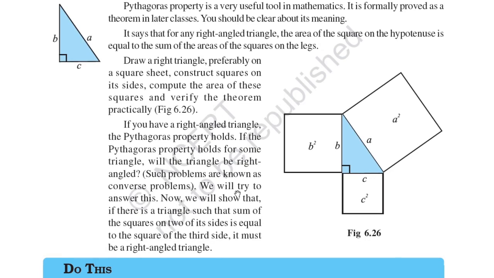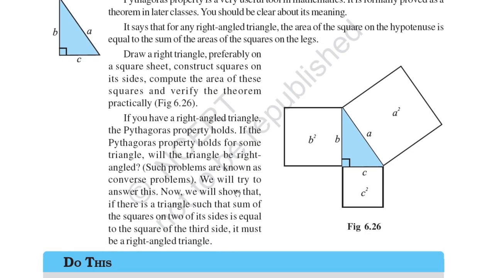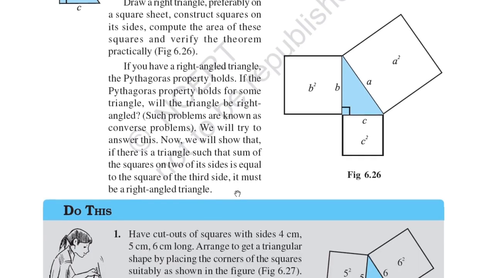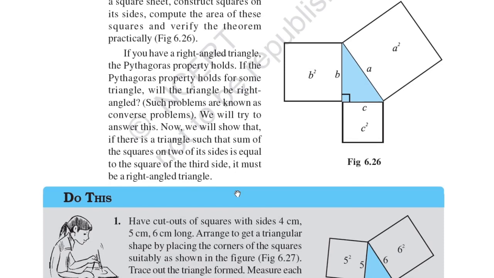Draw a right angle triangle, preferably on a square sheet. Construct squares on its sides, compute the area of these squares and verify the theorem practically, as in figure 6.26. So you can see the figure 6.26. If you have a right angle triangle, the Pythagoras property holds.